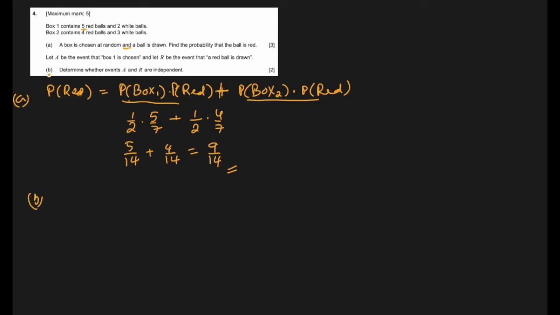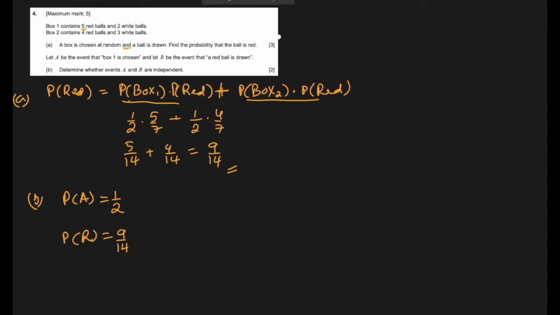Move on to B. Let A be the event box 1 is chosen. So the probability of event A will be half, because the probability of choosing box 1 is half. Let R be the event a red ball is drawn. The probability that a red ball is drawn is 9 over 14. We just got it in the previous part, correct? Determine whether events A and R are independent. We'll have to see that.